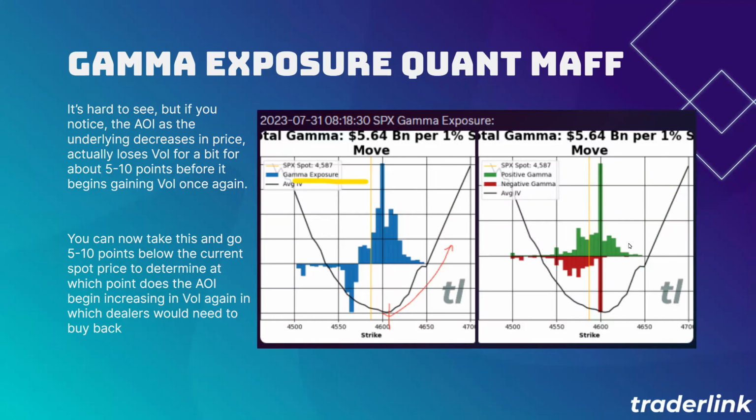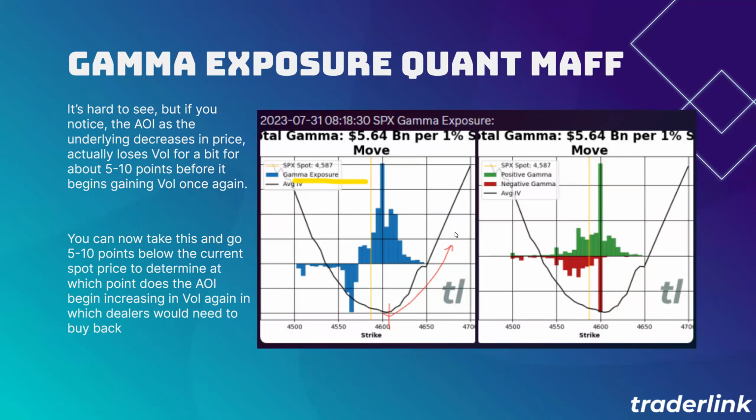This is very simple, yet also difficult to do at the same time. However, we're going to break it down. It's hard to see, but if you notice, as the underlying price decreases, the AOI actually loses volatility, or vol, for about 5 to 10 points, before it begins gaining volatility once again. If we follow the same steps that I showed you before on how to figure out what happens to vol as the spot price goes down, the volatility drops at the 4,600 up until about 10 points in before it starts increasing.